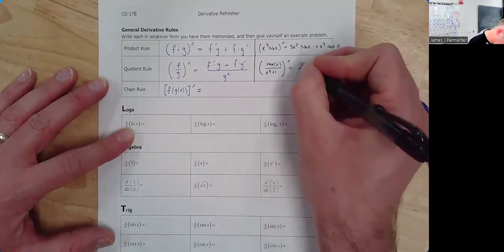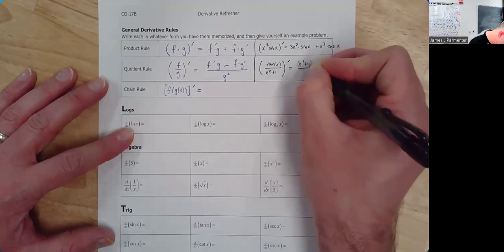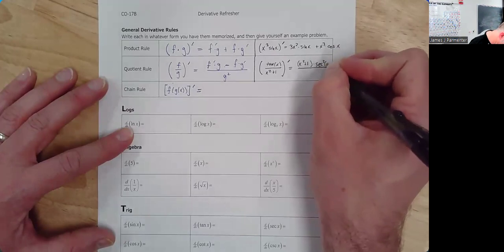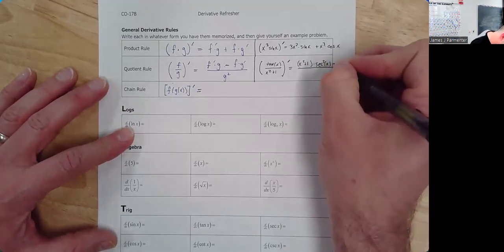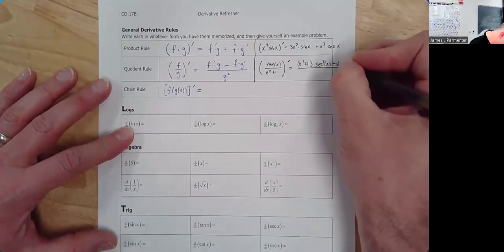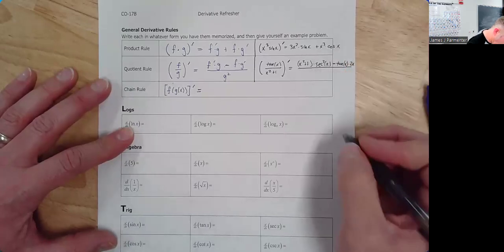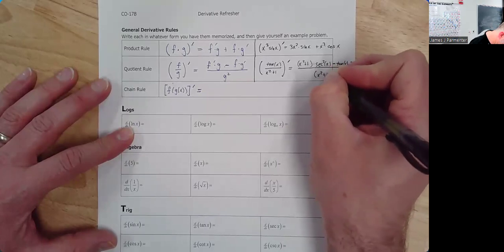So I'm going to write this as, hopefully I can fit this in here. The bottom, x squared plus 1 times the derivative of the top, which is the derivative tangent, which is secant squared of x. It's going to be close. Minus the top, tangent of x, times the derivative of the bottom, which is 2x, all over the bottom squared, which is x squared plus 1 squared.